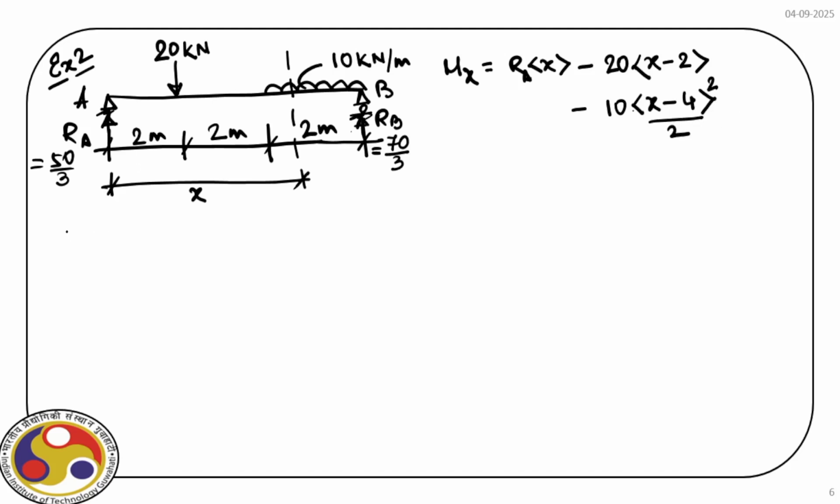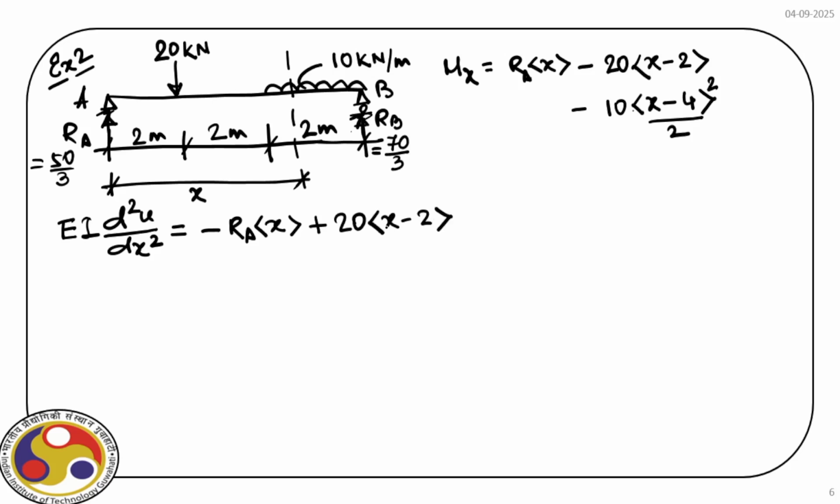Okay. So now EI d2u by dx2 is equal to minus M. So we have minus RA times x plus 20 times x minus 2 plus 10 by 2, which is 5 times x minus 4 whole square.